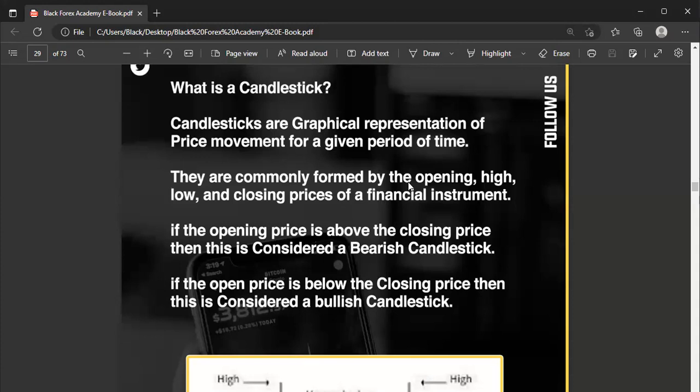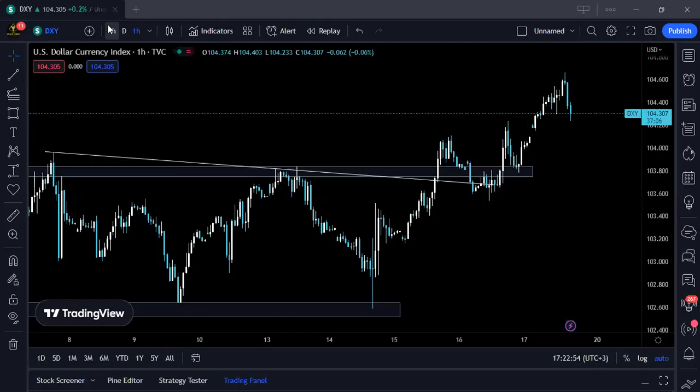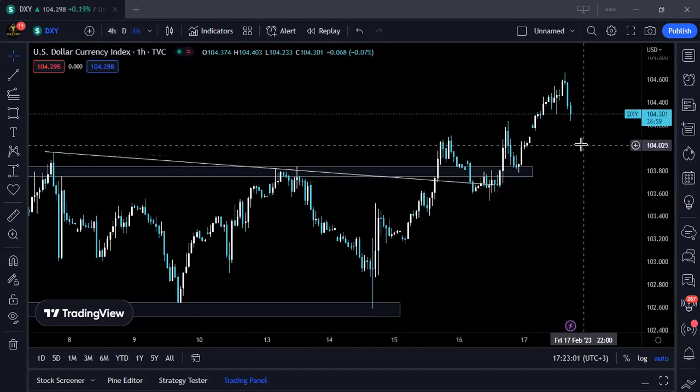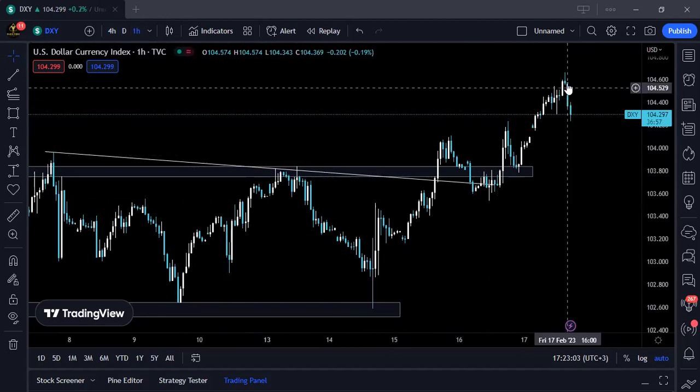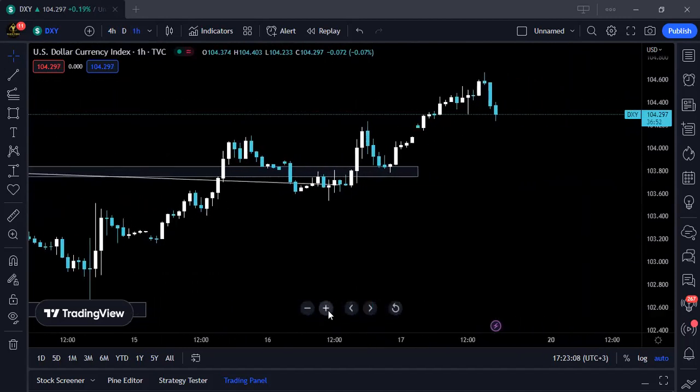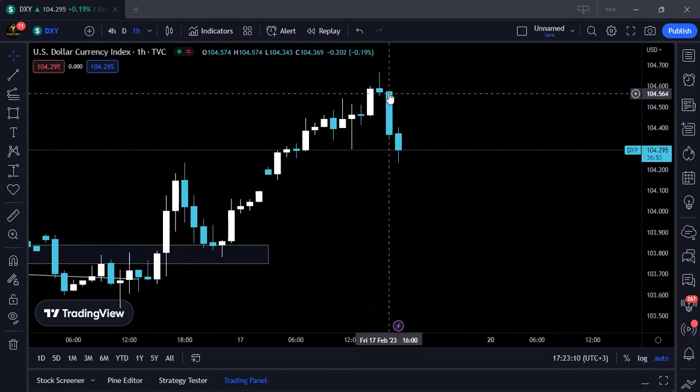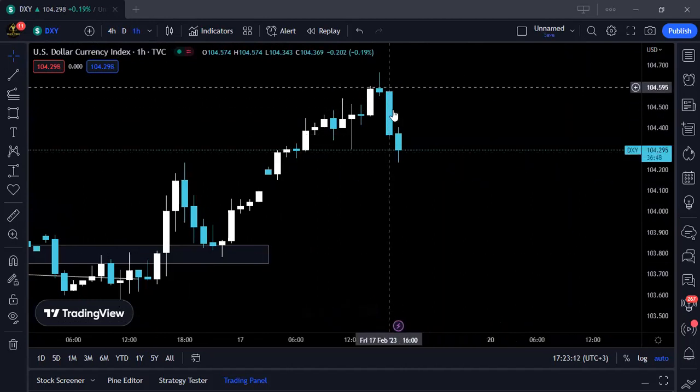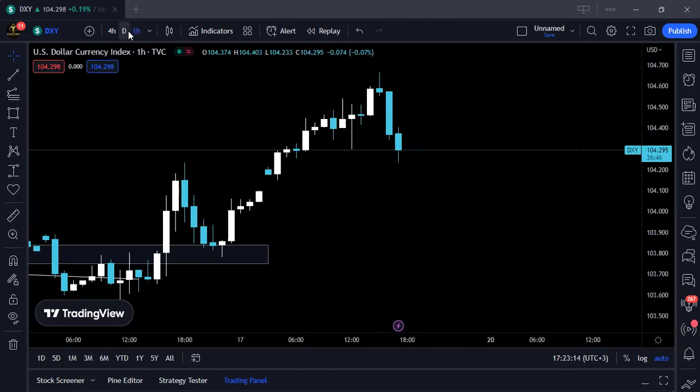So in every given period of time, for instance here in the charts, you see we have different time frames, and each time frame has its own candlestick. Here we're on the 1 hour time frame on the DXY. Each candlestick, for instance this candlestick here, is a graphical representation of the price movement within the last hour, because we're in the 1 hour time frame.